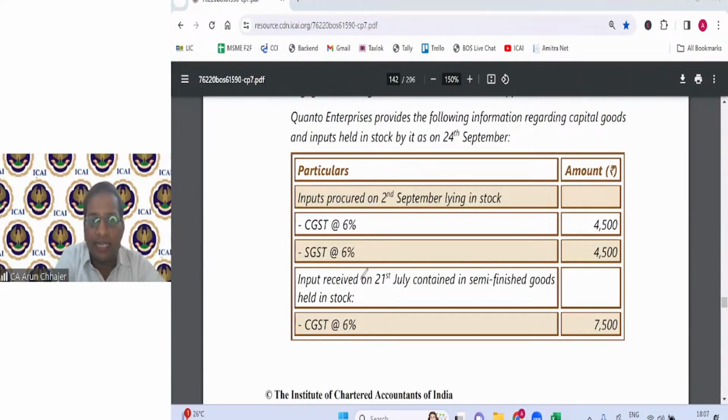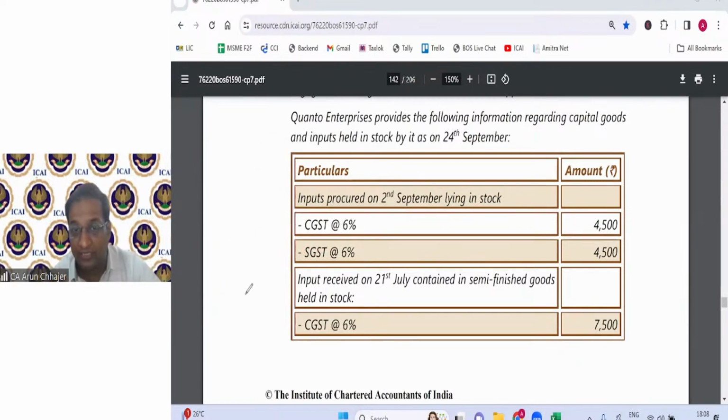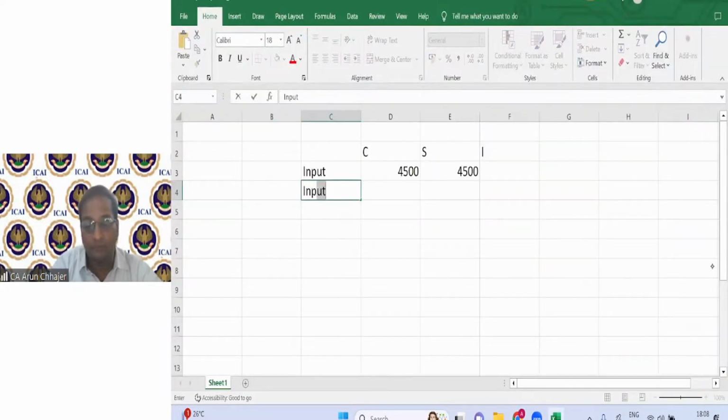Then it says that input received on 21st July contained in semi-finished goods held in the stock. CGST 7,500 and SGST 7,500. So one point, we can take the ITC of input only, but input can be contained in raw material, in WIP, or in finished goods. All components are allowed. We cannot take the ITC of input service or capital goods, but yes, ITC on input contained in raw material, semi-finished goods, or finished goods, we would be able to take. Correct now? So I'm adding input received 7,500 and 7,500.